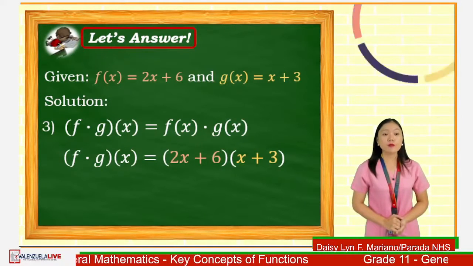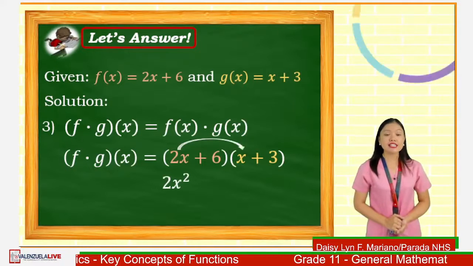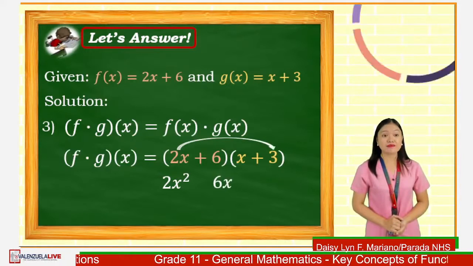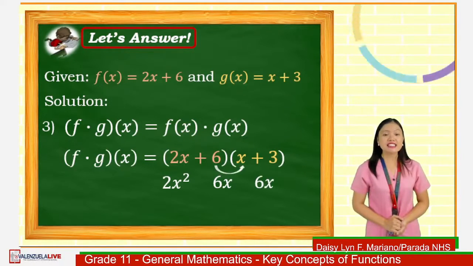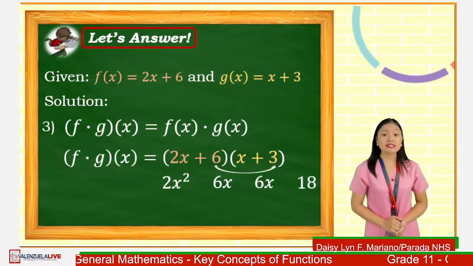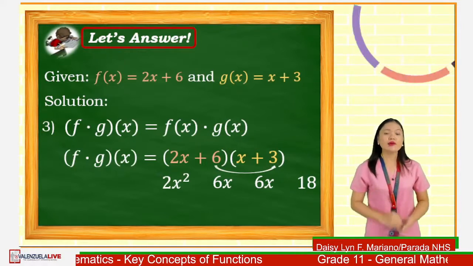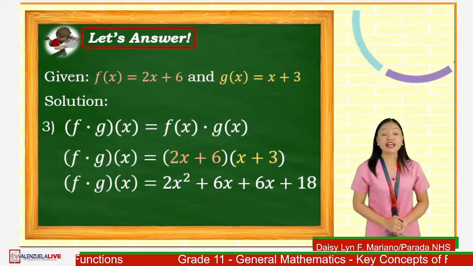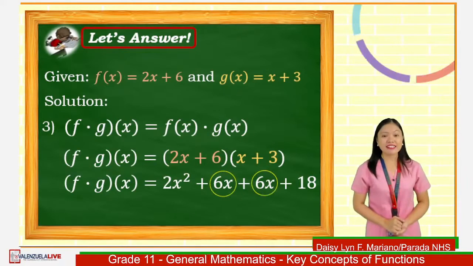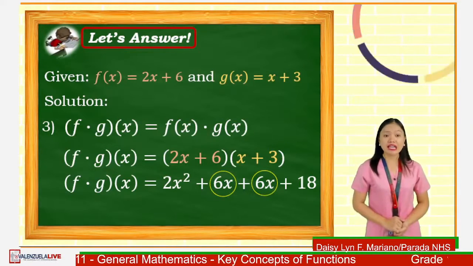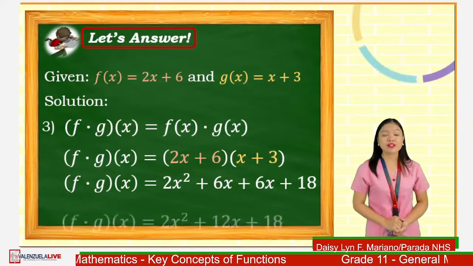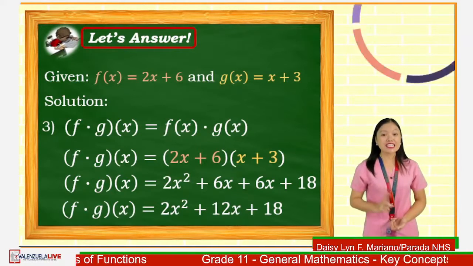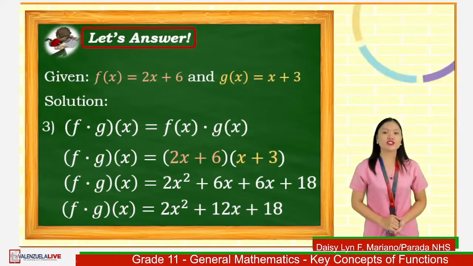Applying distributive property, we have 2x times x is 2x raised to 2. 2x times 3 is 6x. 6 times x is 6x. 6 times 3 is 18. Then, we have 2x raised to 2 plus 6x plus 6x plus 18. Combine similar terms. That is, 6x and 6x as 12x. 2x raised to 2 plus 12x plus 18 is the product of the two functions.